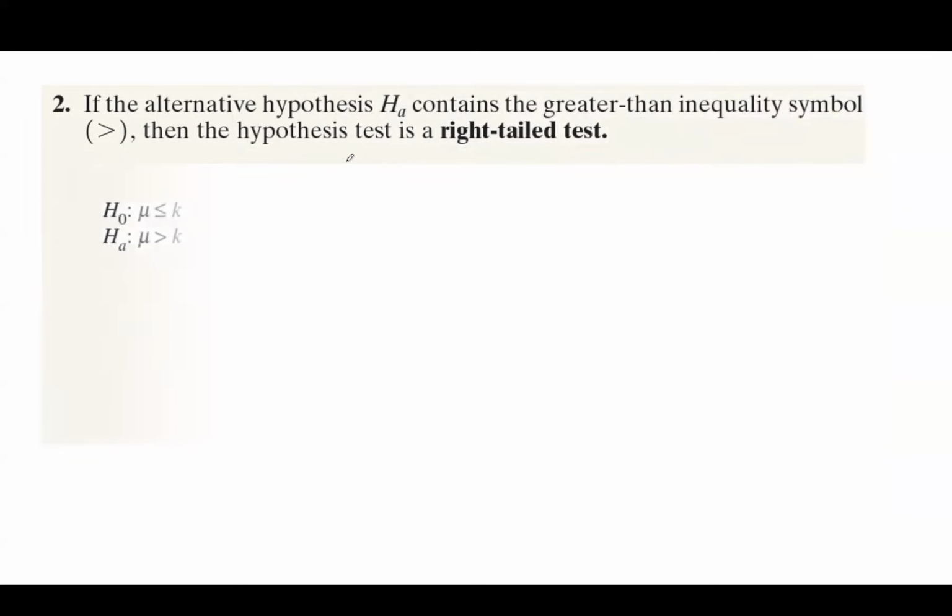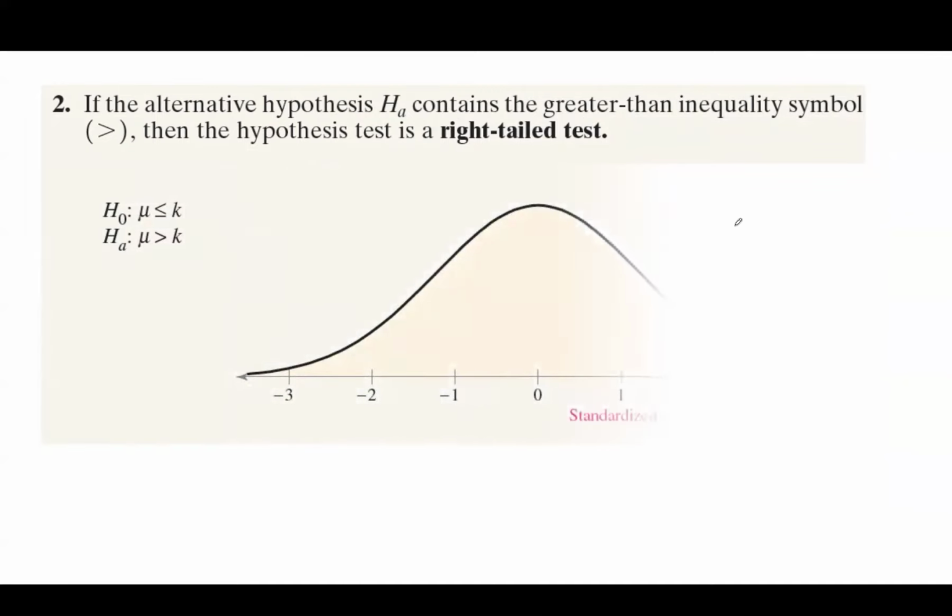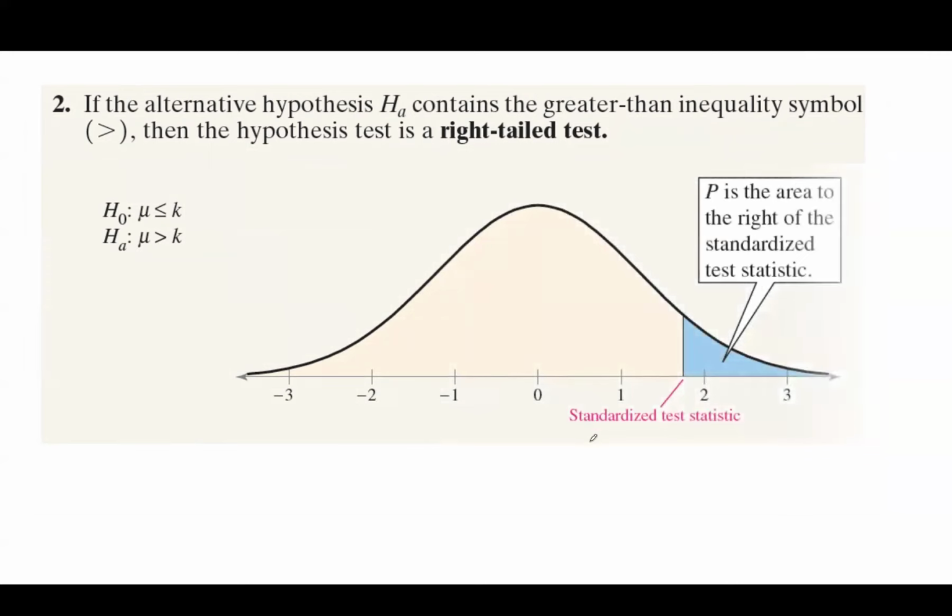If the alternative hypothesis contains the greater than inequality symbol, then the hypothesis test is called a right tail test. In this case, the p-value is located on the right-hand side of the graph. After finding the standardized test statistic, you're going to find the area to the right side of the standardized test statistic, and it's going to be your p-value. So again, it all depends on the behavior of the alternative hypothesis. If it includes more than, it means that you have a right tail test.